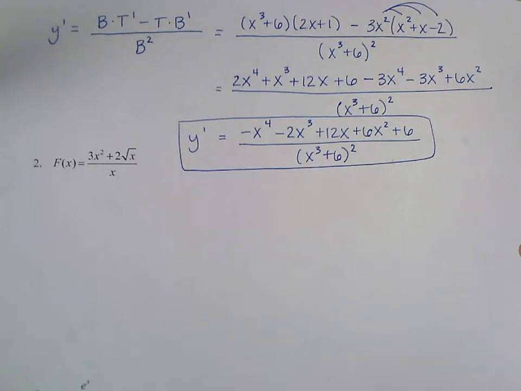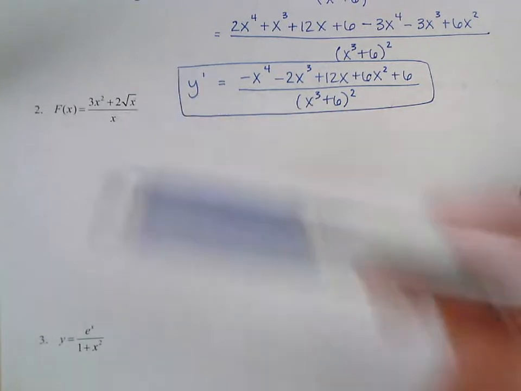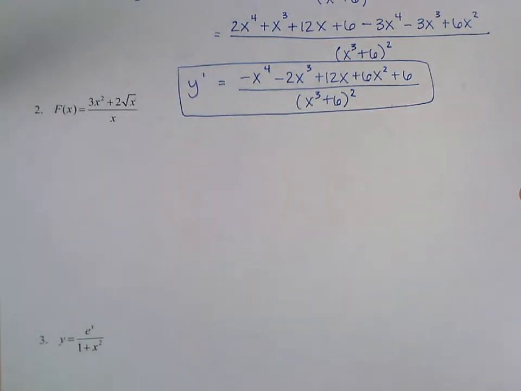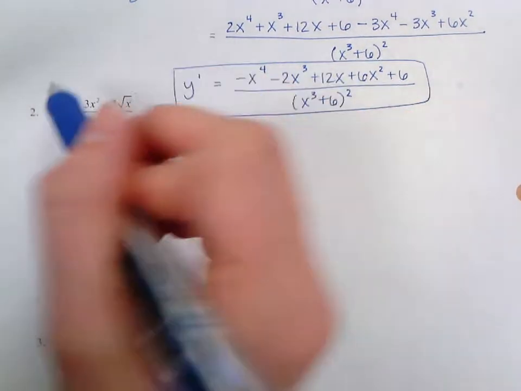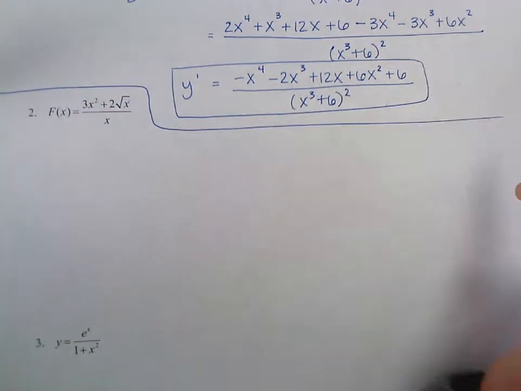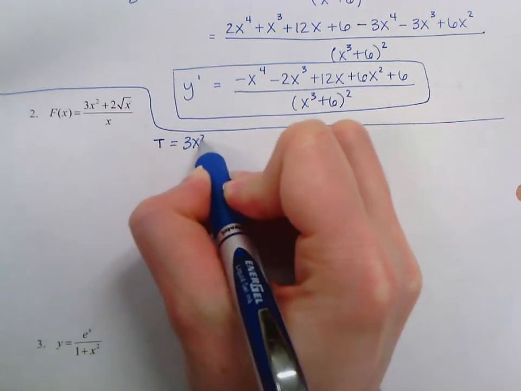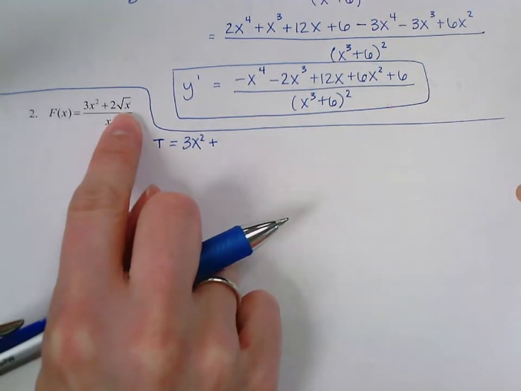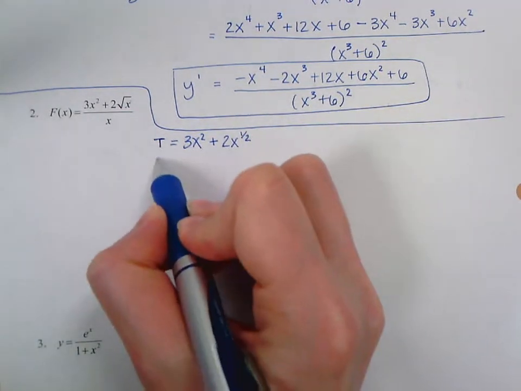Okay. So then for number 2, again, we have a quotient. Both the numerator and the denominator depend on the variable x. So I would need to use the quotient rule. Let me kind of separate my examples here. So my top is 3x squared plus, I'm going to write the square root of x right away as 2x to the 1/2. My bottom is x.